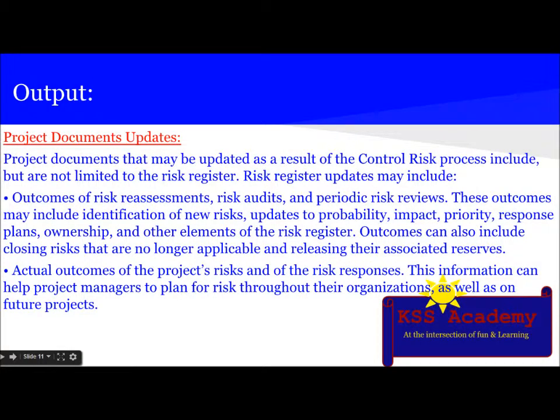The next output is project document updates. Project documents that may be updated as a result of the Control Risks process include outcomes of risk reassessment, risk audits, and periodic risk reviews. These outcomes may include identification of new risks, updates to probability, impact, priority, response plans, ownership, and other elements of the risk register. Outcomes can also include closing risks that are no longer applicable and releasing their associated reserves, and the actual outcomes of the project risks and of the risk responses. This information can help project managers to plan for risk throughout the organization as well as on future projects.